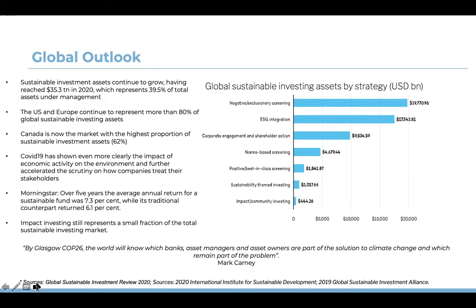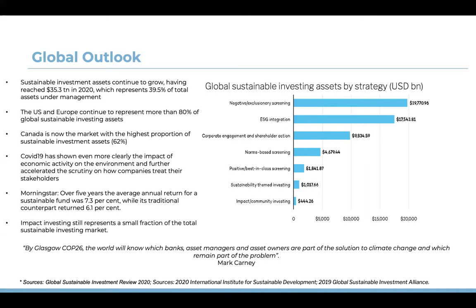On the right-hand side, we're showing the allocation of capital based on the previous table. And quite interestingly, you can see that impact investing still represents a very small fraction of the total, which really brings to the question: what can we do to change the status quo and the situation?